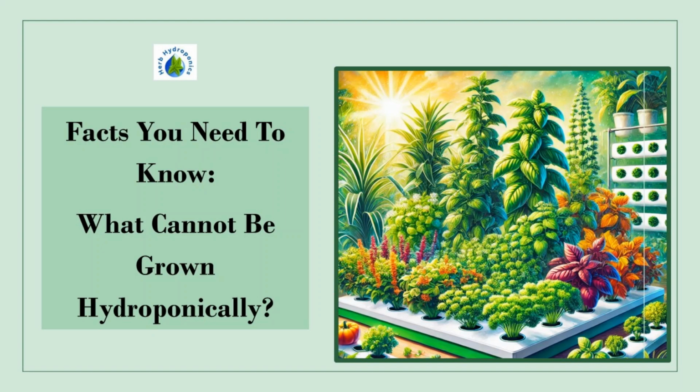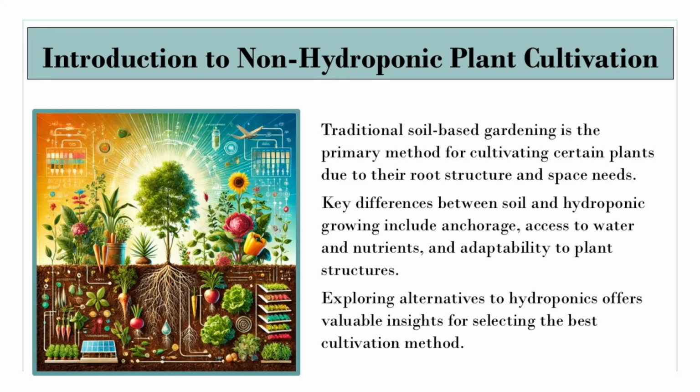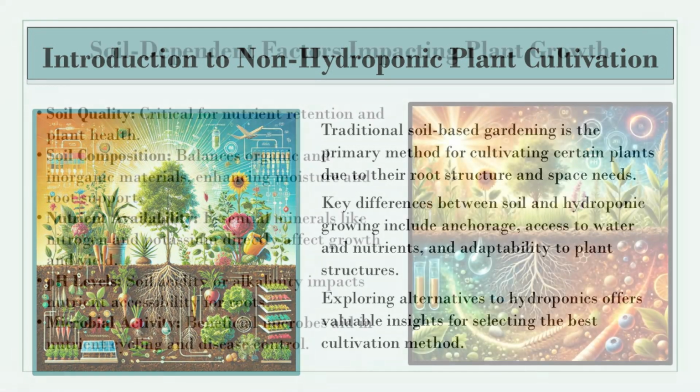Facts you need to know: what cannot be grown hydroponically. Introduction to non-hydroponic plant cultivation. Traditional soil-based gardening is the primary method for cultivating certain plants due to their root structure and space needs. Key differences between soil and hydroponic growing include anchorage, access to water and nutrients, and adaptability to plant structures. Exploring alternatives to hydroponics offers valuable insights for selecting the best cultivation method.